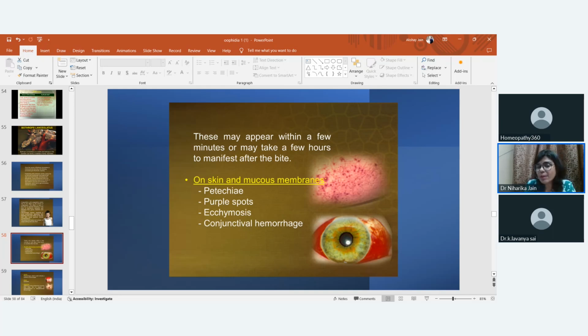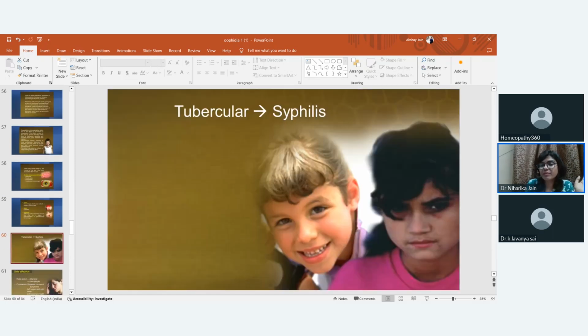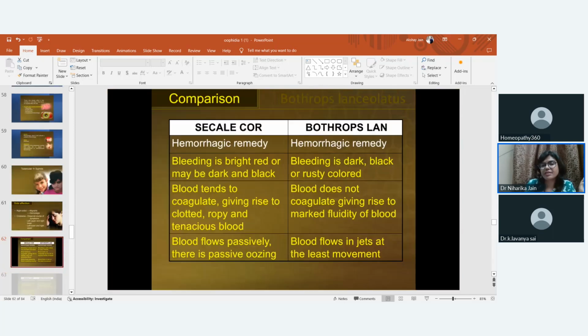On the skin and mucous membranes, you can see purple spots, ecchymosis, conjunctival hemorrhage, and petechiae. In the gums you will also see hemorrhage, and in the nose epistaxis. Abdomen: stiffness of the abdominal muscles, you will find stiffness in the abdominal muscles. That may be a signal of gastrointestinal or retroperitoneal hemorrhage. There is also a tubercular to syphilitic miasm. Side is right-sided, migraine, hemiplegia. There is also a cross-wise diagonal course: left upper and right lower, left lower and right upper.